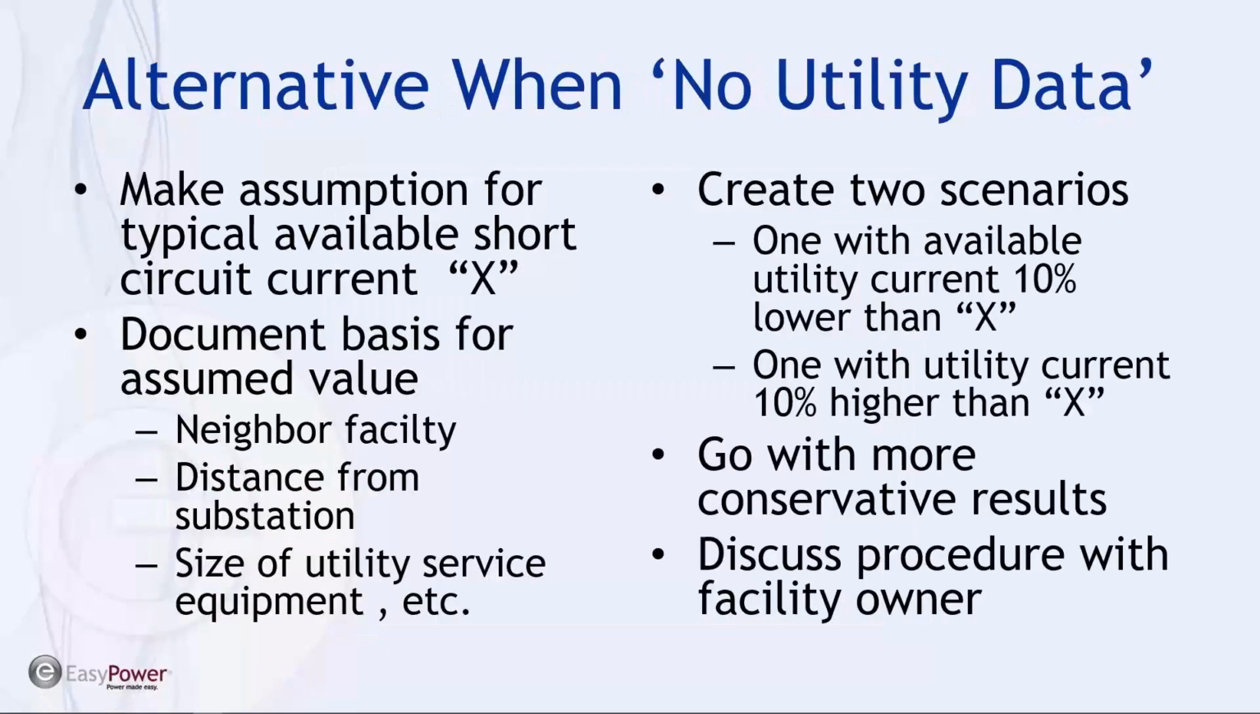An alternative, when you don't have access to utility data, is to make an assumption based upon available information. This could be what your neighbor facilities are recording, the distance from the substation, the size of the utility service equipment, the size of the breaker that's being used. Create two scenarios, one with an available utility current that's 10% higher and then 10% lower than that starting point that you've assumed, and then, as you do a comparison, go with the more conservative result.